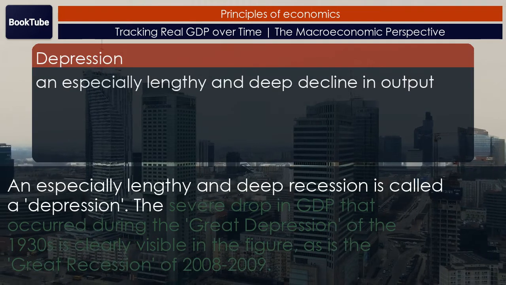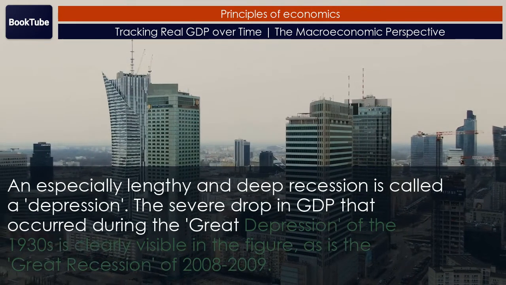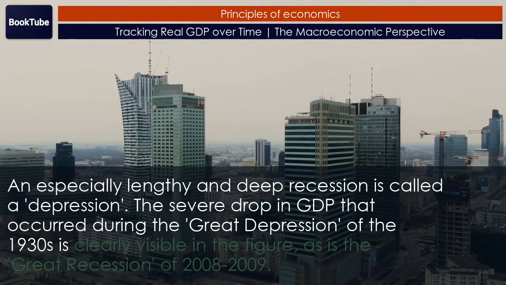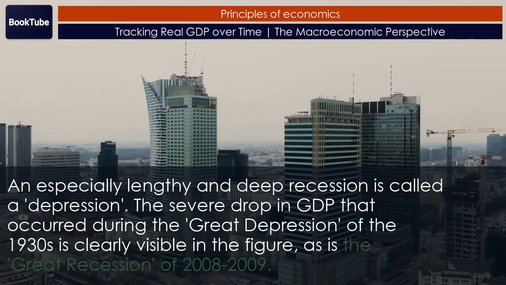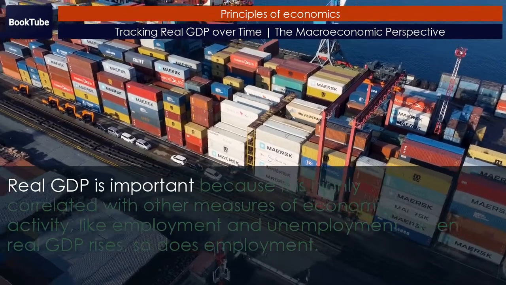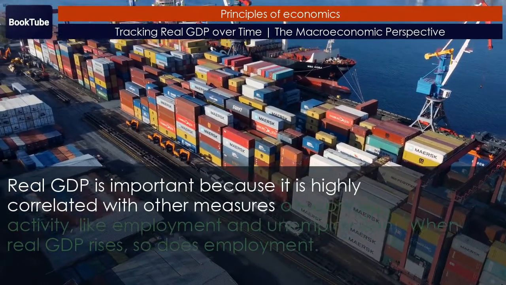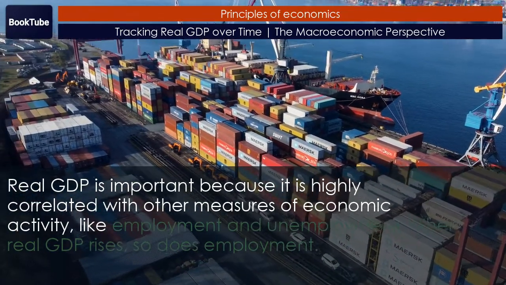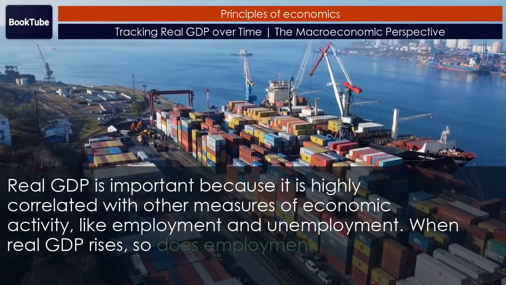The severe drop in GDP that occurred during the Great Depression of the 1930s is clearly visible in the figure, as is the Great Recession of 2008-2009. Real GDP is important because it is highly correlated with other measures of economic activity, like employment and unemployment. When real GDP rises, so does employment.